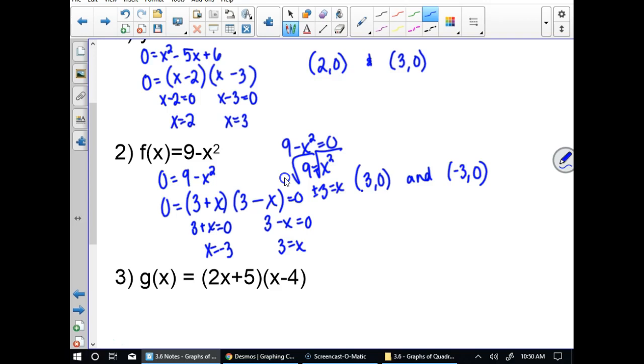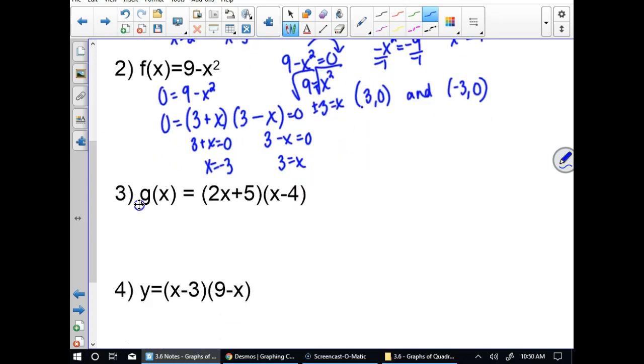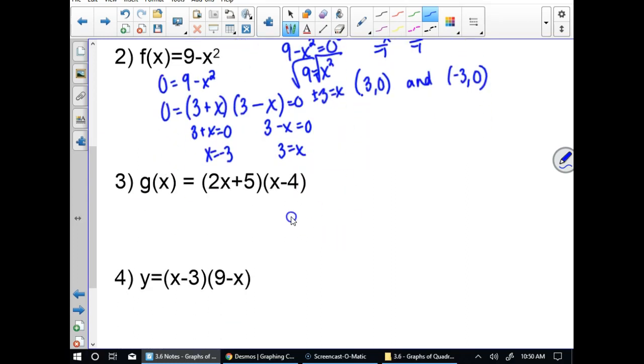I moved the x over here so I wouldn't have any negatives. But if you want, you can do negative x squared equals negative 9, and then divide by that negative 1 first. So x squared equals 9, and then square root both sides. But any way that you choose to solve that, you should still get positive and negative 3. Okay, number 3 is already factored for us, so that is good.